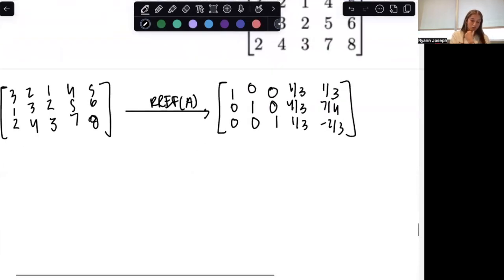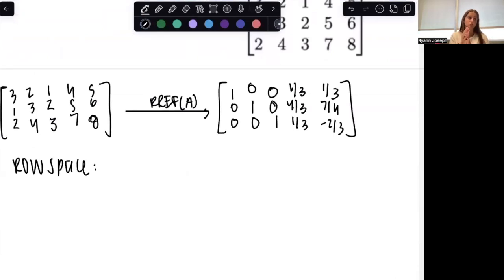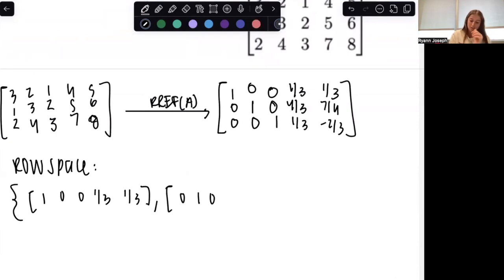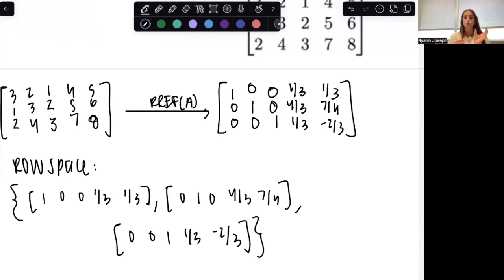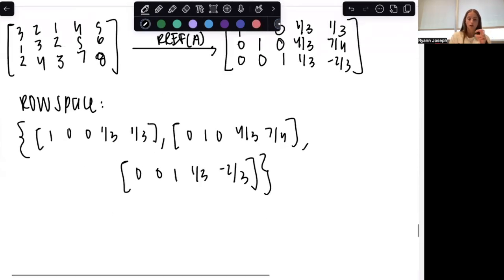So the basis of the row space, I can just take the non-zero rows in the reduced echelon form. So in this case, it's just every single row. So 1, 0, 0, 1 third, 1 third, 1, 0, 1, 0, 1, 0, 4 thirds, 7 thirds, 7 fourths. And then 0, 0, 1, 1 third, -2 thirds. When you're writing the basis for the row space, I wrote them as rows. I kept them horizontal. You can write them vertically and that's still right. So writing them as columns isn't going to be wrong.